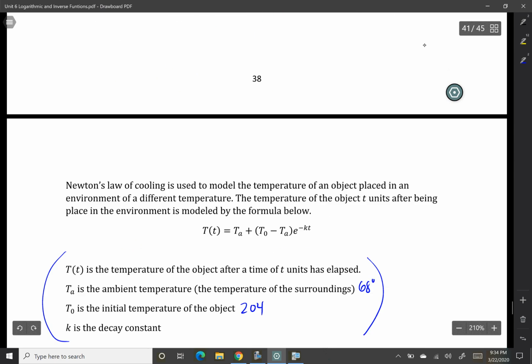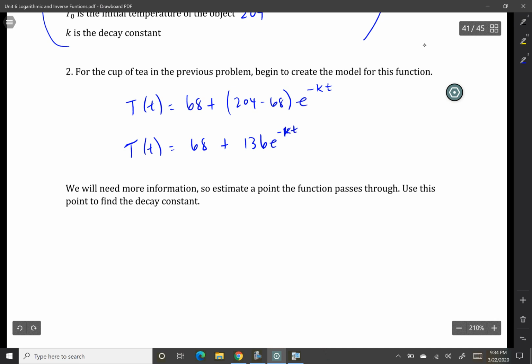So if I plug in 85 for T of t, and we plug in 42 for t, using what we now know about logarithms, I can solve for k. So go ahead, try and solve for k, see what you get. Pause the video if you need to. All right, so hopefully you paused the video and you tried this on your own.